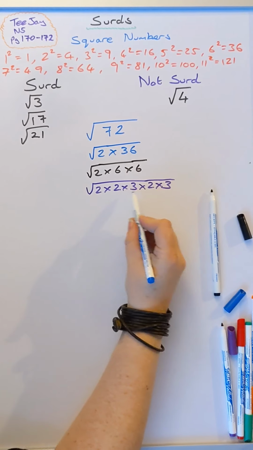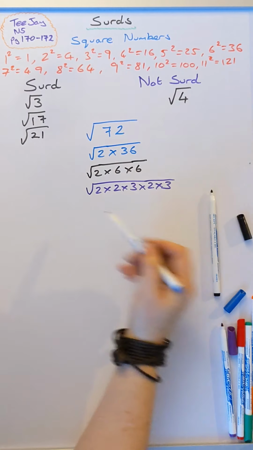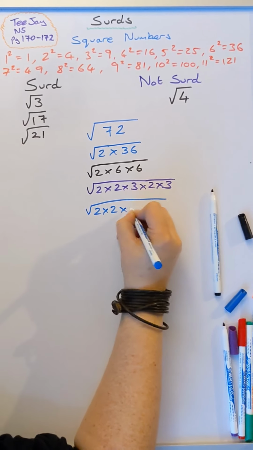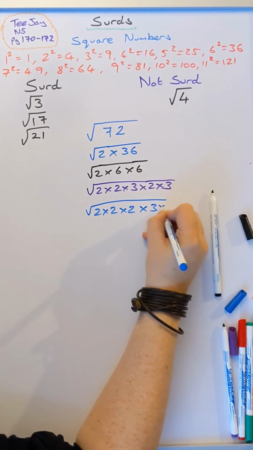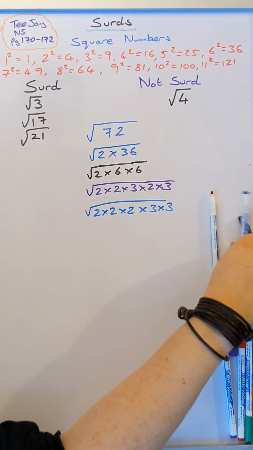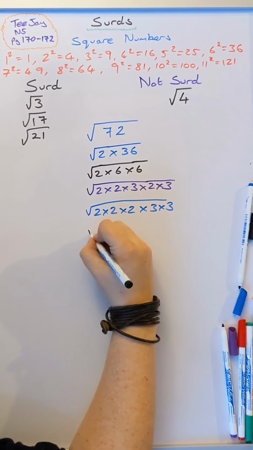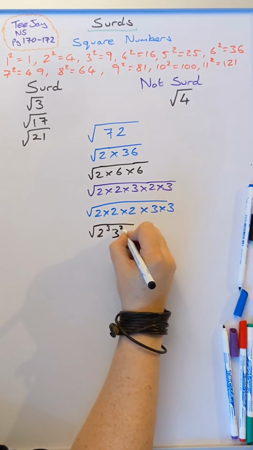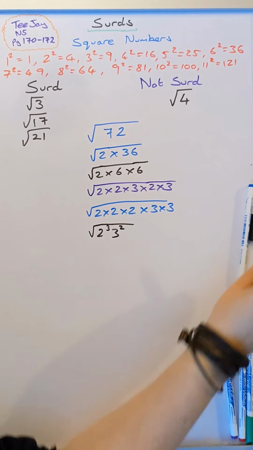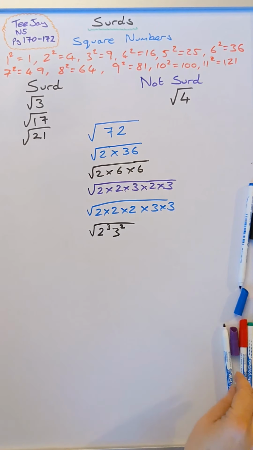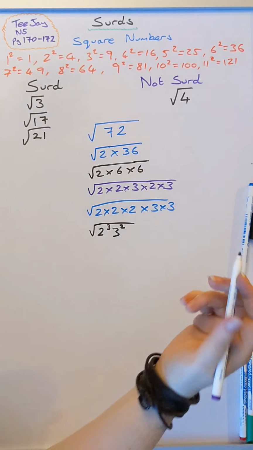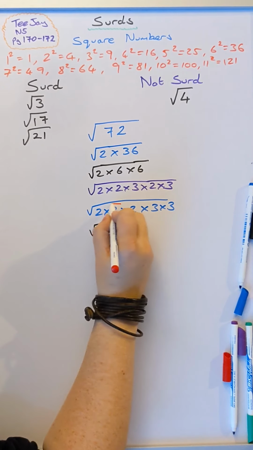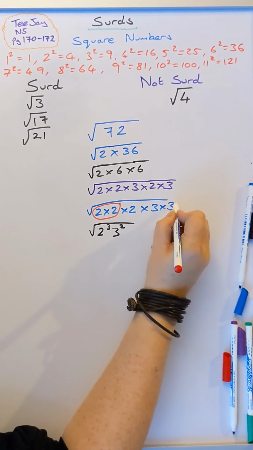What we've got here is the prime factors that make up the number 72. So if I put them in order, we've got 2 times 2 times 2 times 3 times 3. We could write that as 2 cubed, 3 squared. We're not going to, but it is a possible way of writing them. What we're actually looking for here is pairs. So we've got a pair here, and we've got a pair here.